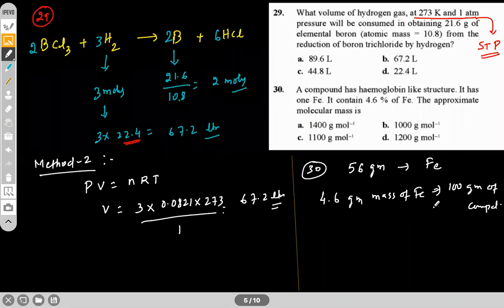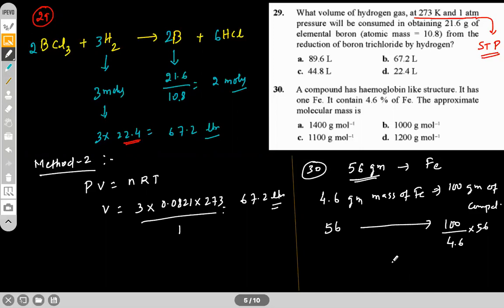If you take 100 gram of the compound, then 4.6 gram is the iron present in it. So 1 mole of the compound has 1 Fe atom, and the atomic mass of iron is 56. So for 56 gram of iron, what is the mass of the compound? That is 100 by 4.6 into 56.